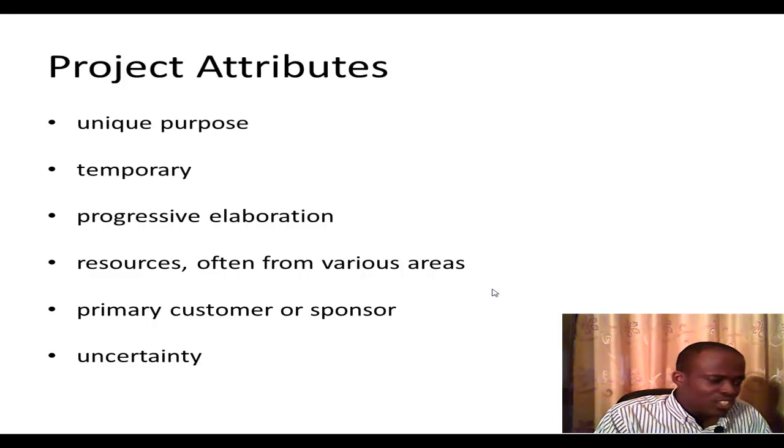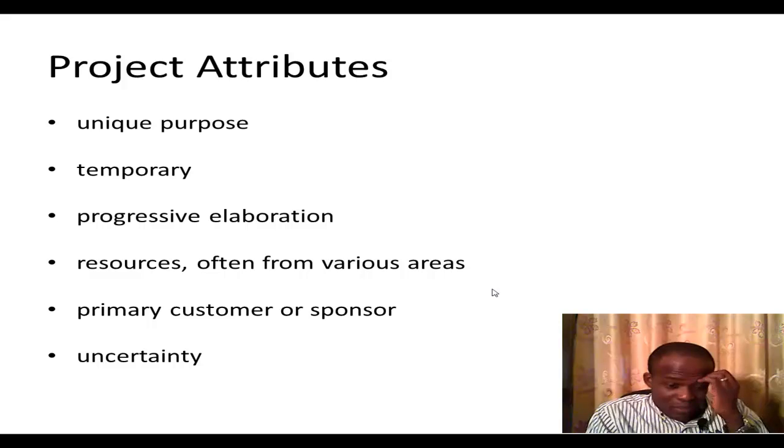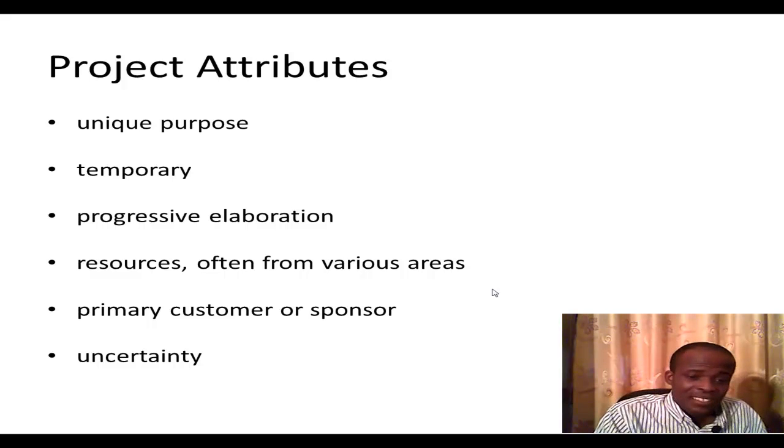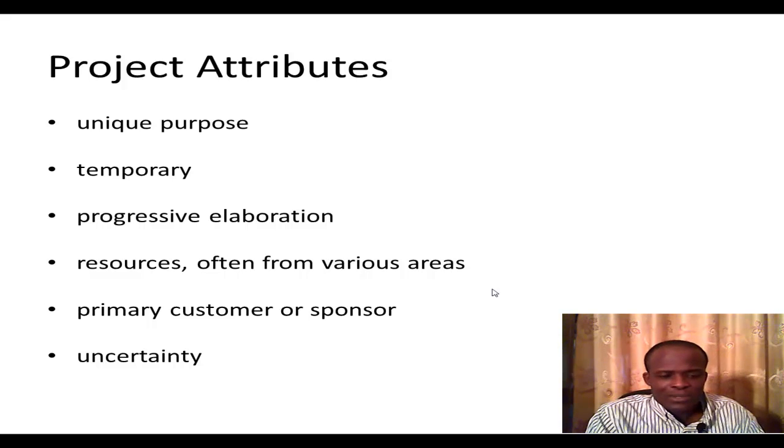Then another attribute is that a project must have a primary customer or sponsor. All projects have stakeholders. A customer or sponsor will be the one who has primary interest in the project, and so has put his money into the project for it to be carried out on his behalf. Of course, such people would want to see the success of the project. So it's very important that project managers identify who the main stakeholders are. Of course, customers and sponsors are all stakeholders.